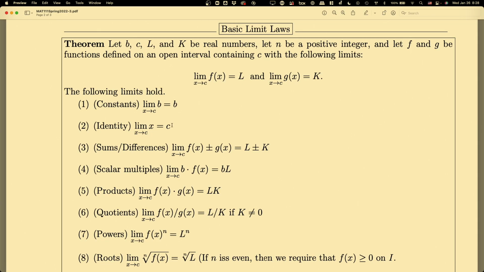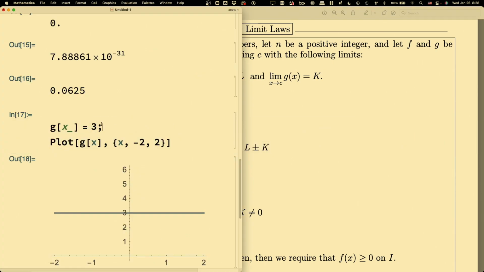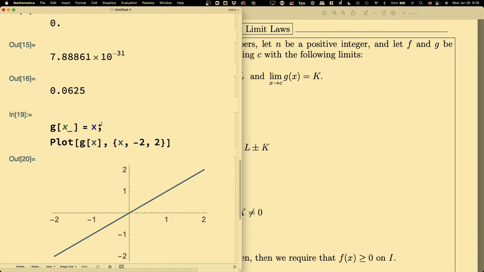Now the second one, what would change if I were to graph this one? What function am I dealing with? Well, what's the thing I'm taking the limit of? X, so that's my function, right? So let's go back to the graph. Let me change this to X. Not surprisingly, what do we get here?